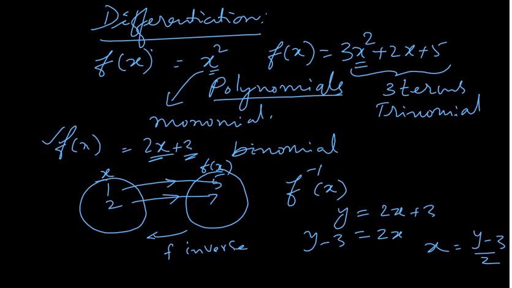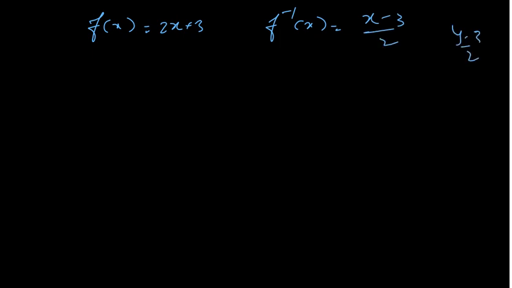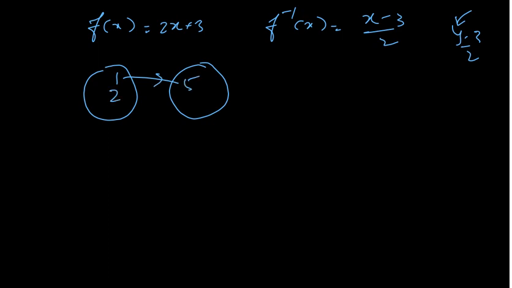So f of x equals 2x plus 3, and f inverse of x equals (x minus 3) by 2. Actually it was (y minus 3) by 2, but because we want everything in terms of x, that becomes (x minus 3) by 2. What this means, I'll explain here. If I give 1, 2 into 1 plus 3, it is mapped to 5. If I give 2, it's mapping to 7. If I give 0, it's mapping to 3.